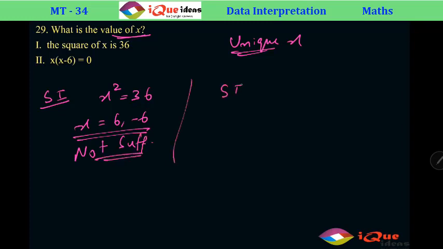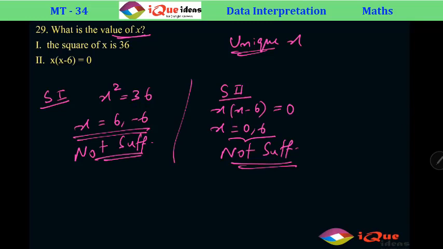Let's take the second statement. The second statement says x into x minus 6 equals 0. It's a quadratic expression already factorized. So x will be either equal to 0 or 6. This also is not sufficient because this gives us two values, right? So here neither the first statement is sufficient nor the second statement is sufficient.